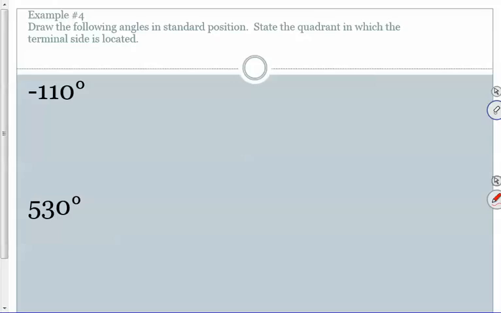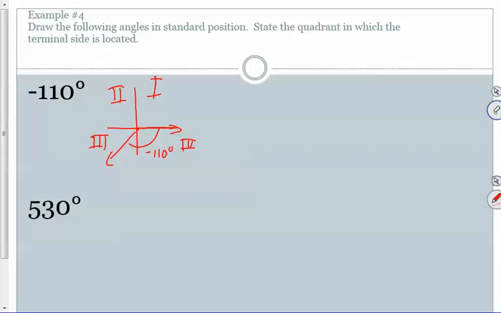Yep, on a skateboard. All right, so what you want to do here is draw the angle in standard position and state the quadrant in which the terminal side is located. So standard position, you're going to have an x and a y-axis. Standard position means that its vertex is at 0, 0. Negative 110, it's going to start here, but it's going to open this way. This is 90. It's about 110 right there. There's negative 110 degrees. And so what quadrant is that in? If you don't know, this is 1, this is 2, this is 3, and this is 4. So the terminal side is in quadrant 3.